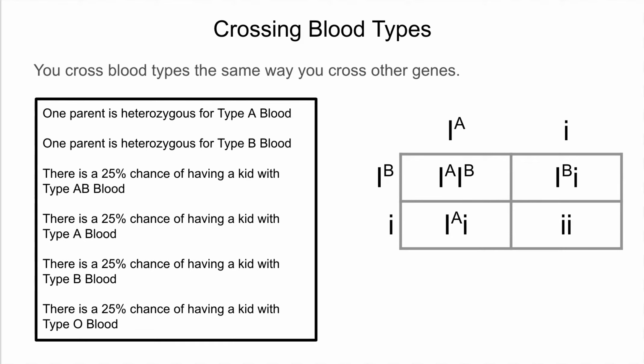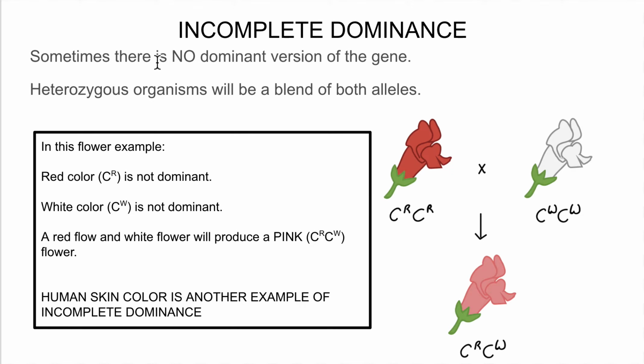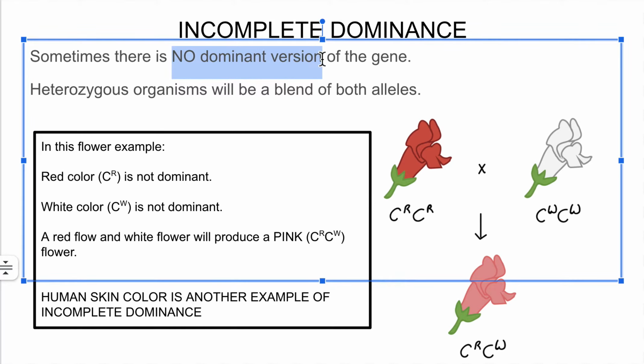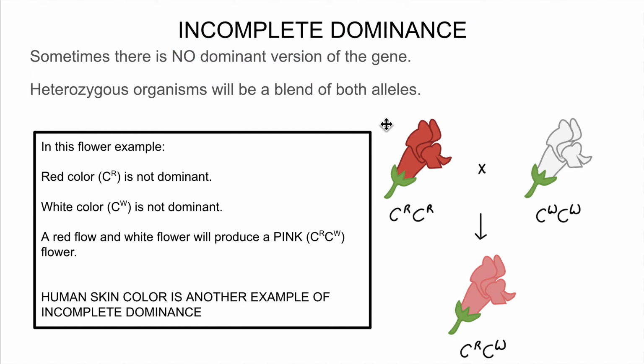In codominance, they are both dominant, or there's more than one dominant version of that gene. There's another one called incomplete dominance. In incomplete dominance, there is no dominant version of the gene. It's pretty common in flowers like roses. I might have a red rose here and a white flower here. When I put them together, red isn't dominant and white isn't dominant. So they mix, and I get a mixture of both of them. So it would be pink in this case.